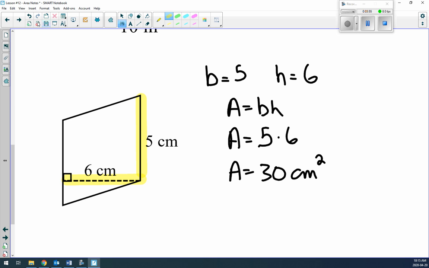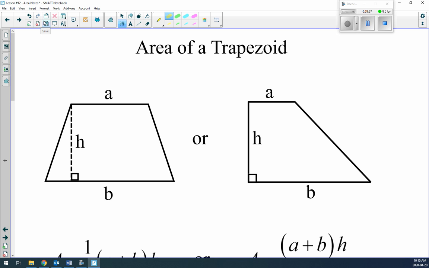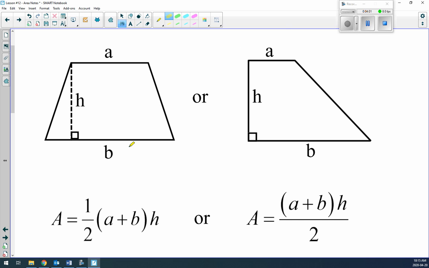Okay, page 5, let's talk about a trapezoid. And there's 2 different types of trapezoids here. The trapezoid formula is a little bit different. It's not that much more difficult. We have A and we have B. So we have the overall length of A and the overall length of B. Same with this one, A and B. And we have the height inside here.